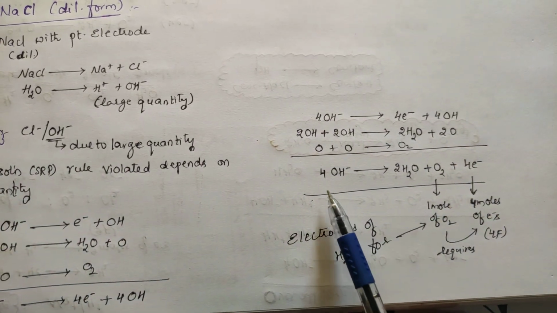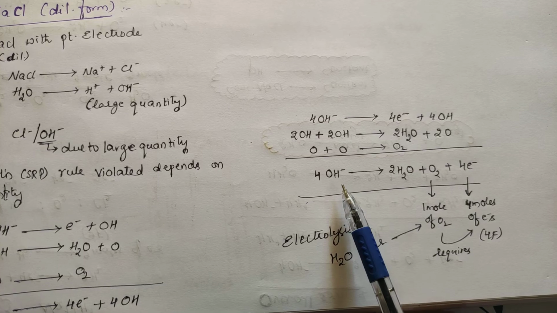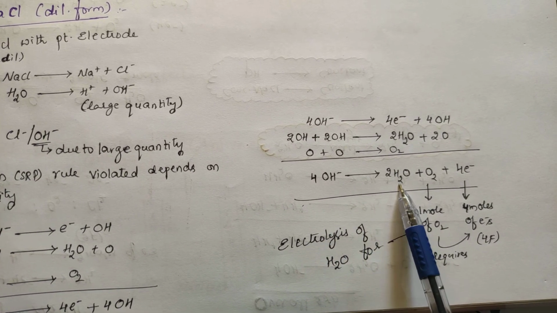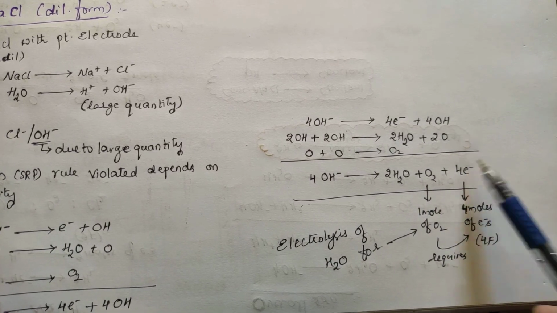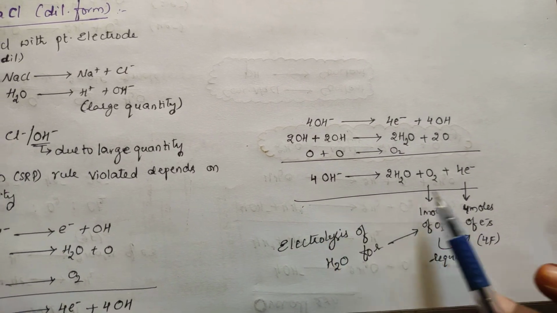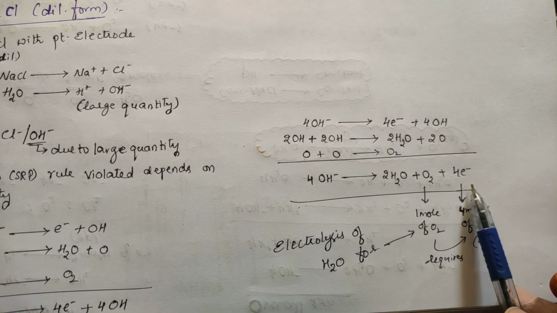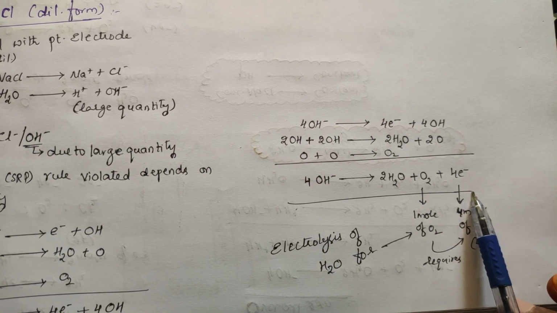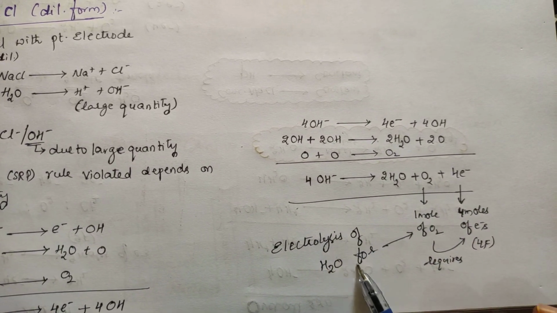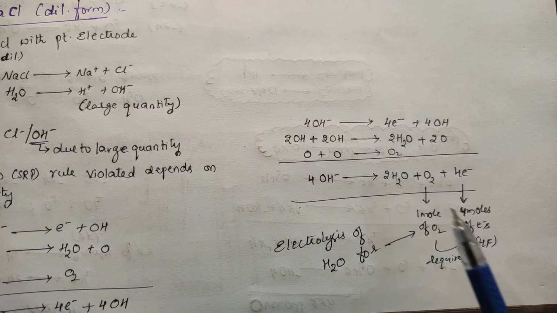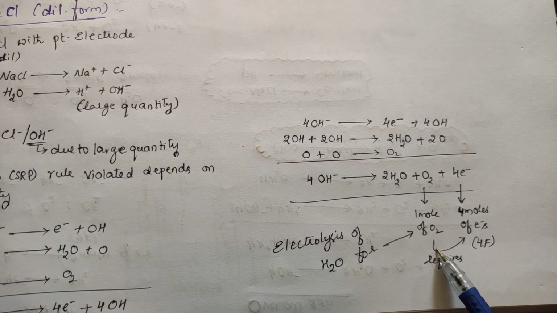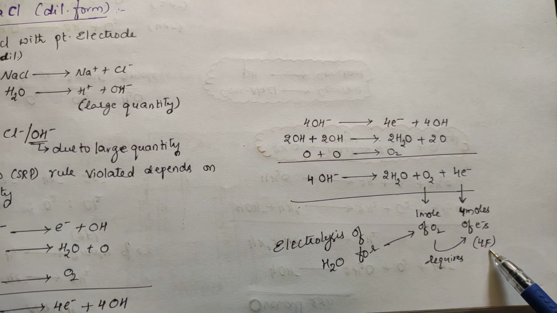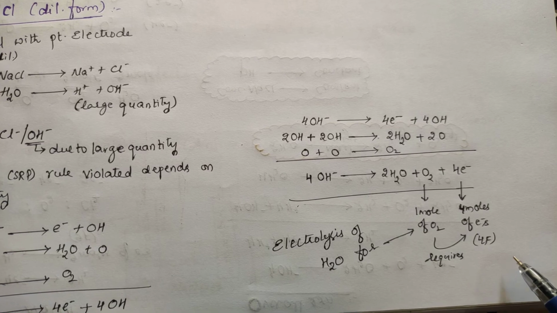So 4 hydroxide ions are undergoing oxidation. It is forming 2 water molecules with the liberation of 1 mole of oxygen, with 4 moles of electrons liberated. See, oxidation itself has happened because there is liberation of electrons. Okay. So electrolysis of water: for electrolysis of water, we will be getting 1 mole of oxygen and 4 moles of electrons. 4 moles of electrons is nothing but 4 Faraday.